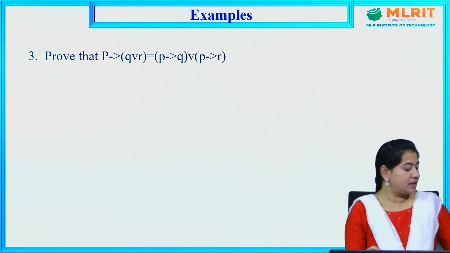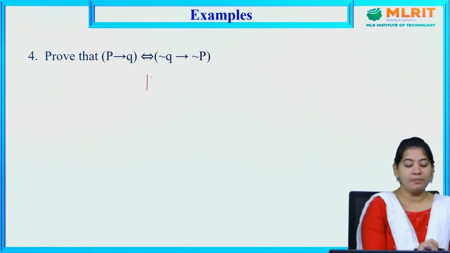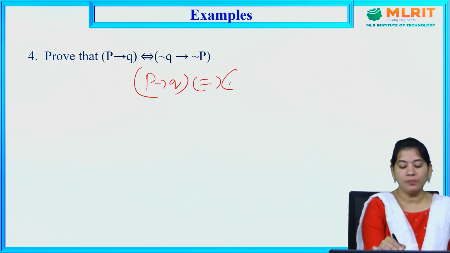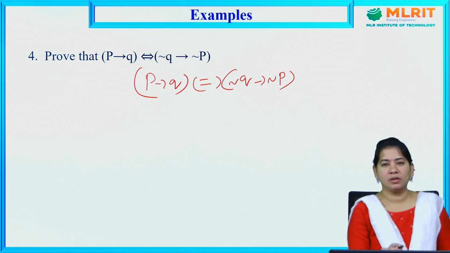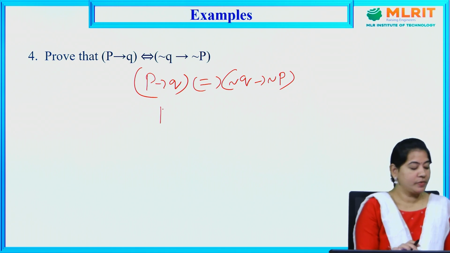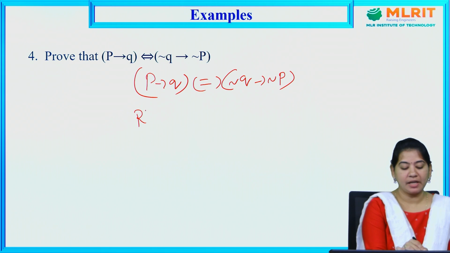So next, let us consider another example by using the replacement process, that is, P implies Q is logically equivalent to negation Q implies negation P. So this is a question. Here you can consider anything, LHS or RHS, but you need to get the other one, whether it is RHS or LHS. So let us consider the expression negation Q implies negation P. That means I am considering the RHS, negation Q implies negation P.